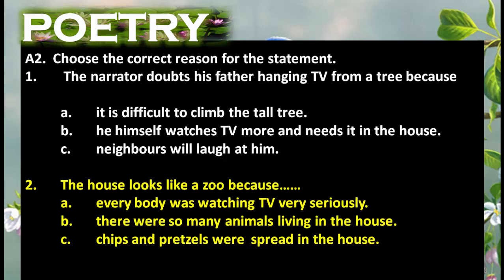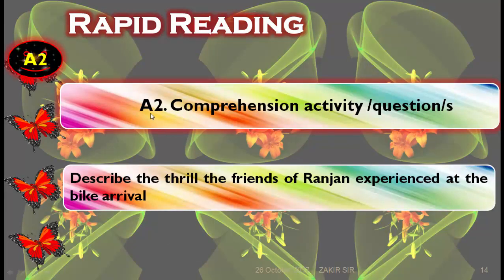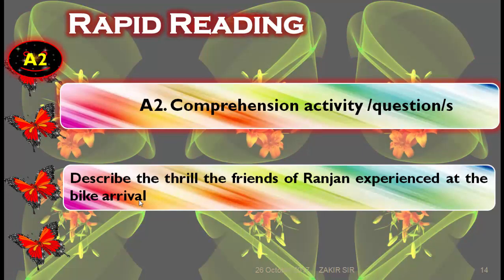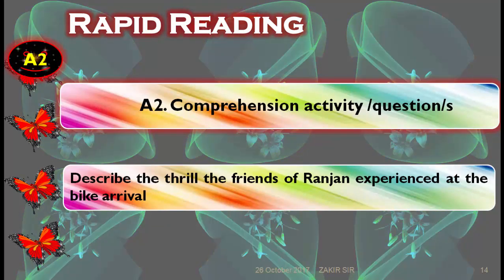My dear friends, if you go to rapid reading, here also this question will be asked. It is known as the comprehension activity question under the rapid reading heading. And if the question is asked like this, describe the thrill the friends of Ranjan experienced at the bike arrival, here you have to read the passage and you have to write the answer in a running manner or in a descriptive form. My dear friends, this A2 question is very important and it is very easy to find the answer.